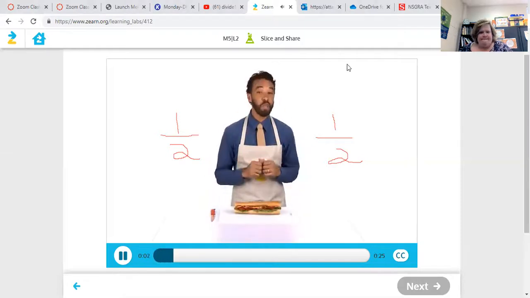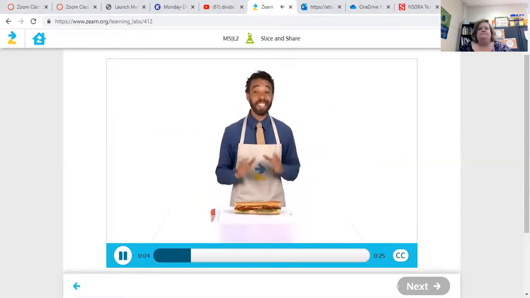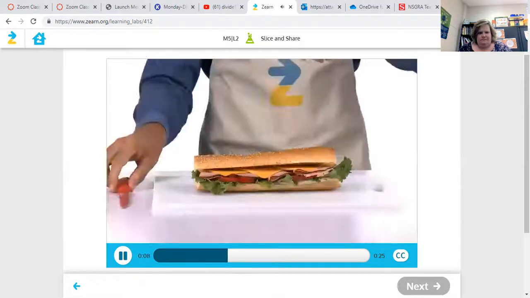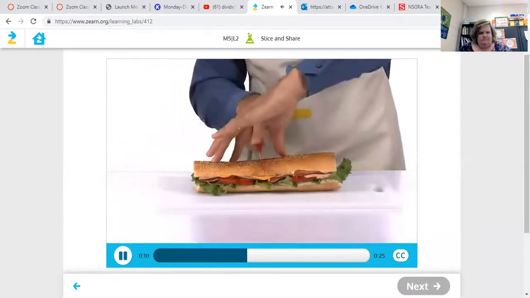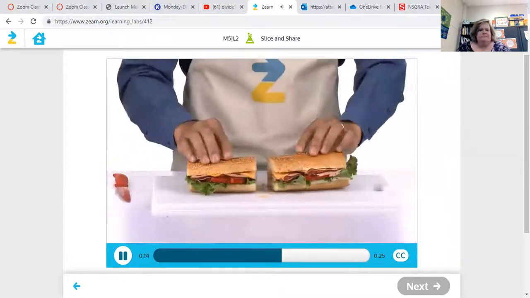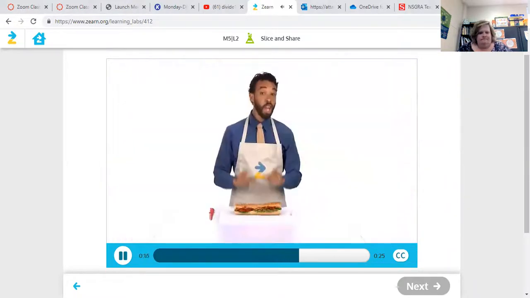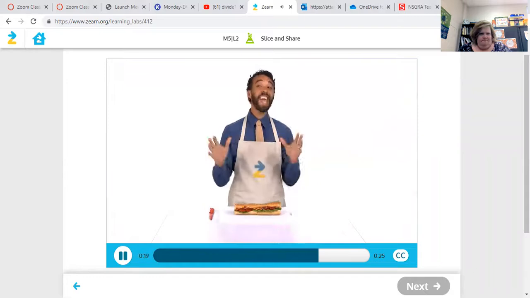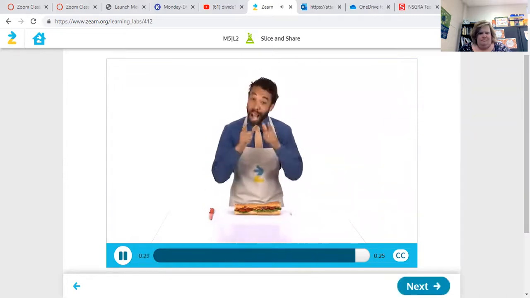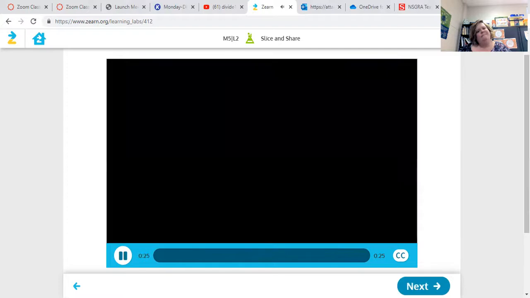Welcome to the Zern Sandwich Shop. Good job slicing a sandwich so that 2 friends can equally share like this. Ready to try some more? Today our special is fraction sandwiches, my favorite. I hope you're hungry to Zern.